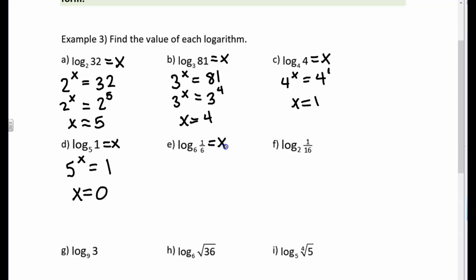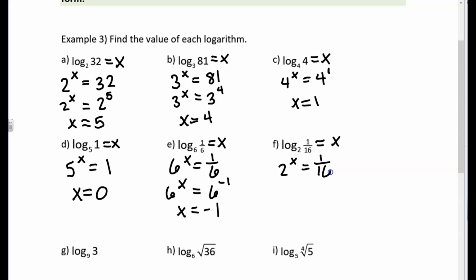Here, set this equal to x again. I get 6 to the x equals 1/6 when I write it in exponential form. Rewrite the 1/6 as 6 to the -1 equals 6 to the x. Therefore, x must be -1. Here, set that equal to x. We get 2 to the x equals 1/16. Rewrite 1/16. Well, 2 to the 4th is 16, and then the negative would make it 1/16 to get the fraction. So we've got 2 to the x here, therefore x must be -4.